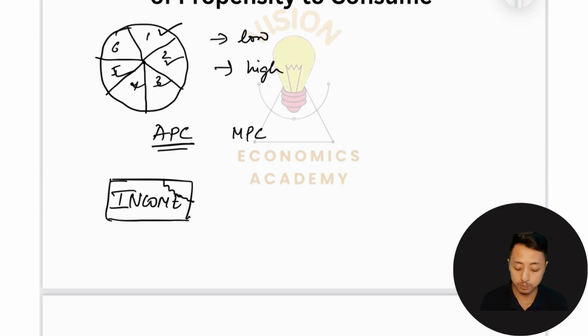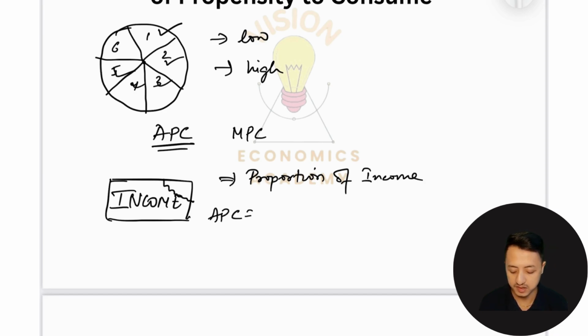That means what proportion of income you are consuming. That means APC is simply C by Y, consumption by income. Okay, so in a very simple sense, if this cake is your income and you're consuming this much of your cake, so that is your APC, the proportion of the cake that you're consuming, or the proportion of income that you're consuming, that is C by Y.